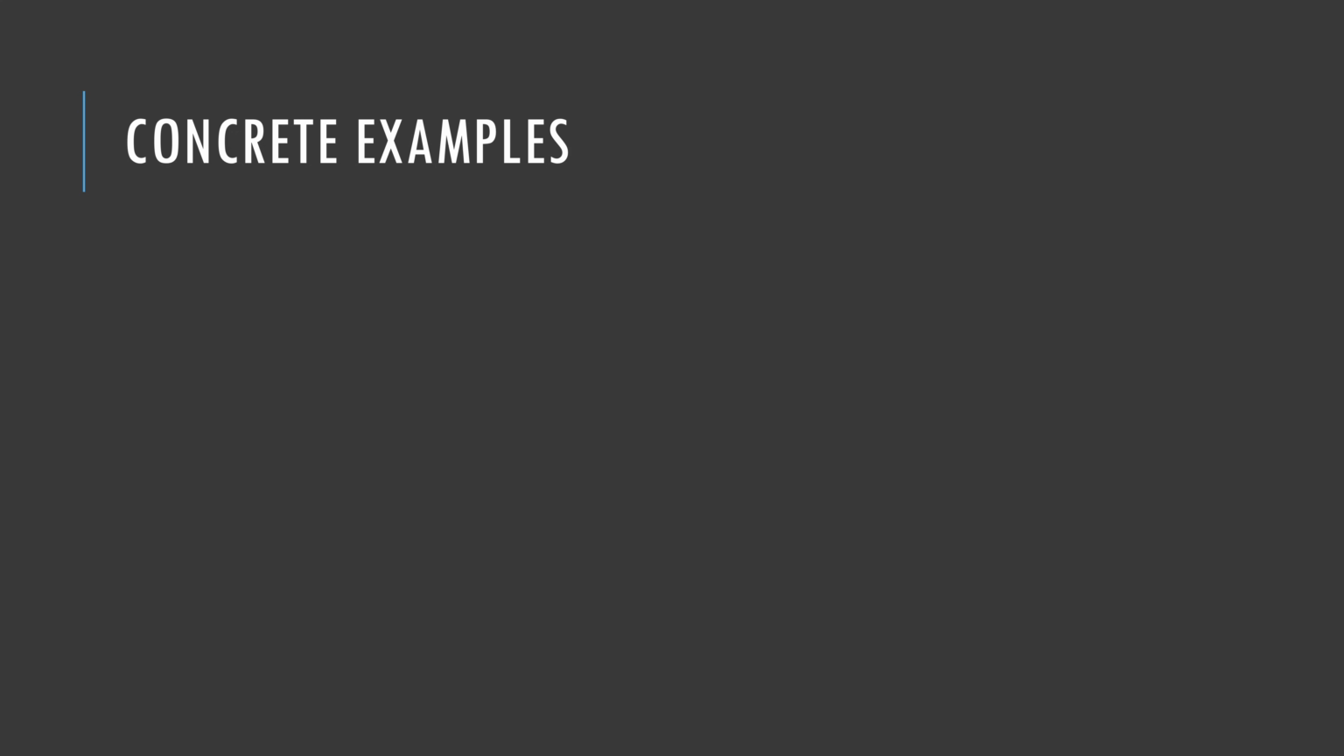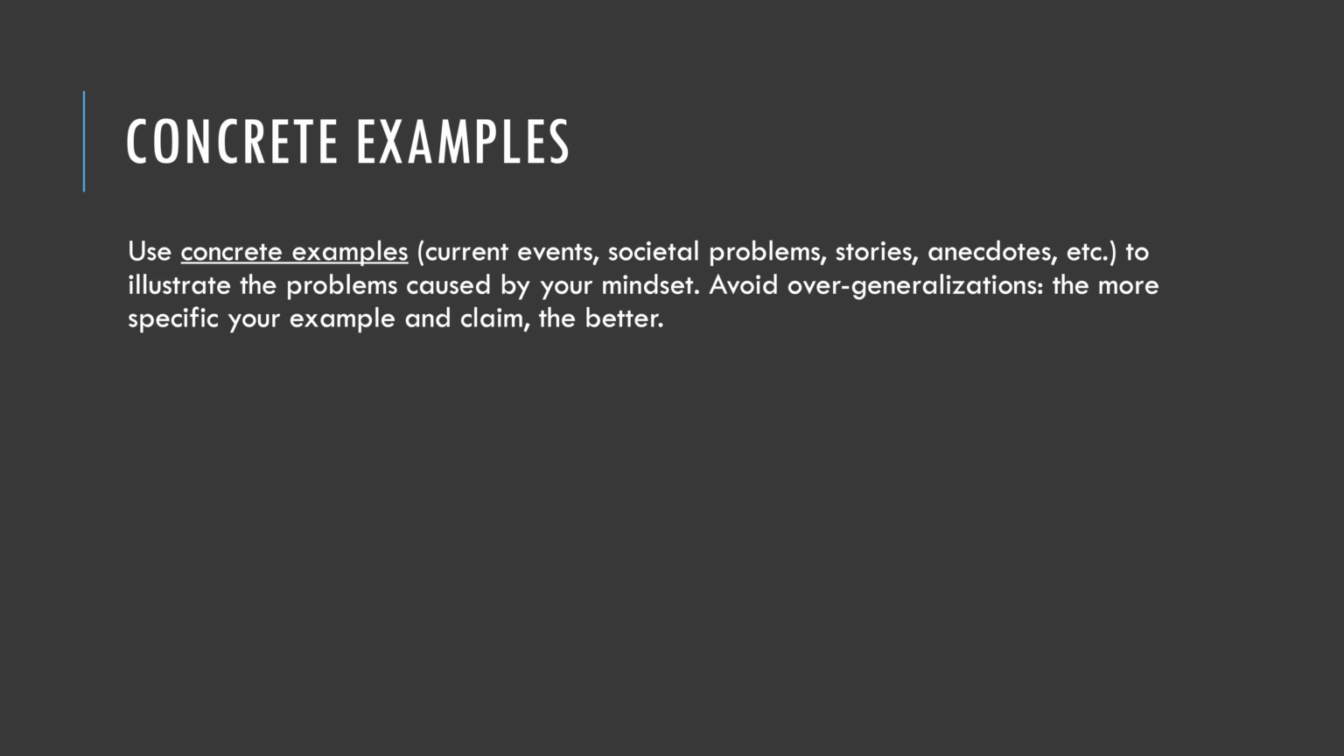So now that you understand the prongs, I want to go into the concrete examples. And remember, concrete examples is what you sprinkle into the body paragraphs or into the prongs themselves. So you'll have the overall mindset, you'll have 2 prongs, and then within each of those prongs, you'll have tons of concrete examples. So concrete examples are the current events, the societal problems, the stories, the anecdotes, etc., that illustrate the problems caused by your mindset.